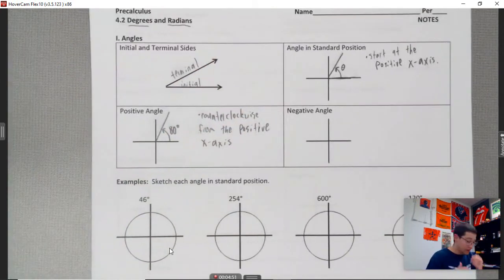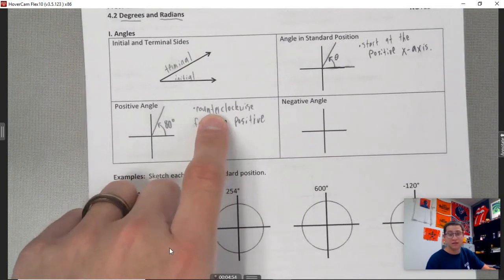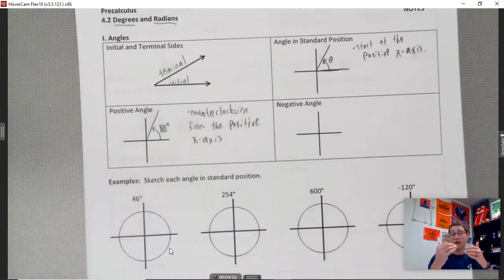Okay, negative angle. Well, if this one's counterclockwise, what do you think this one will be? A negative angle is going to be clockwise. I know that's a little bit backwards, but that's just how we do it.